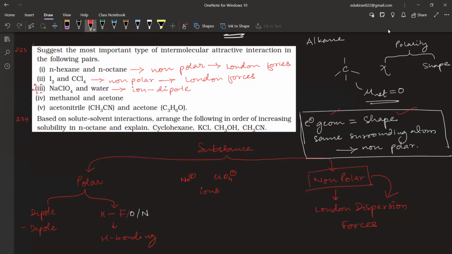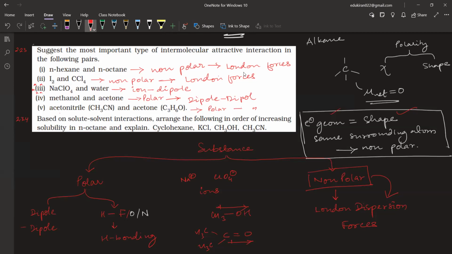Now, methanol and acetone. Methanol is CH3OH, and acetone is C double bond O with CH3 and CH3. Now, in this case, both of these are dipoles. So these are polar molecules, and they will have dipole interaction. Yeah, correct. Similarly, acetonitrile and acetone are again polar molecules, and they will have the same dipole interaction. Is this clear? Yes or no? Please tell me.